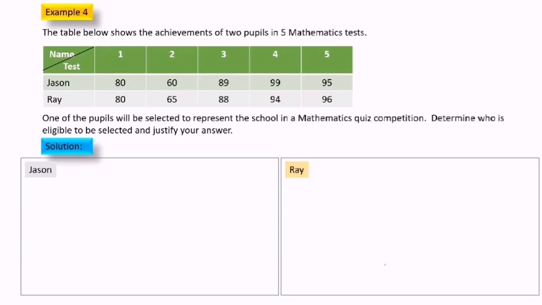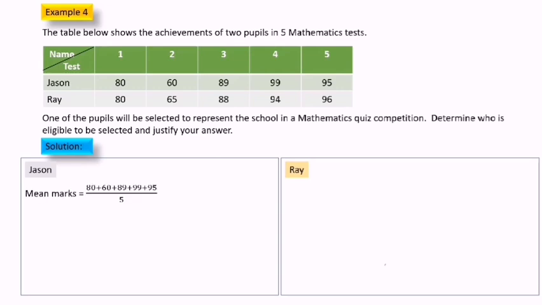Example 4. The table below shows the achievements of 2 pupils in 5 mathematics tests. One of the pupils will be selected to represent the school in a mathematics quiz competition. Determine who is eligible to be selected and justify your answer. For this type of question, we find the mean first. After that, we check the standard deviation for each pupil.